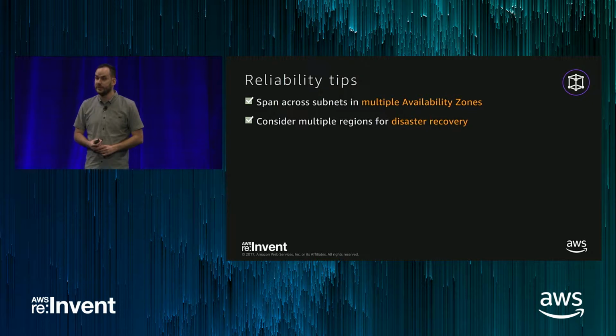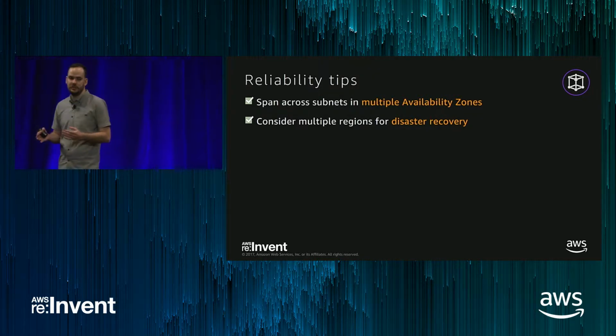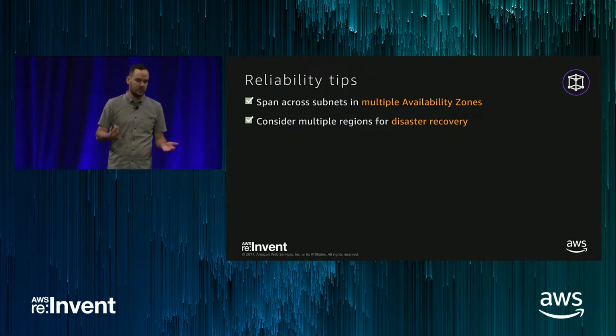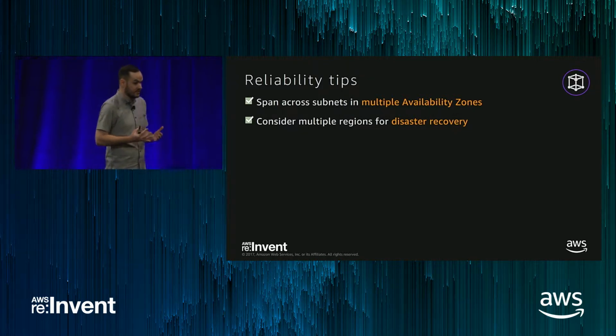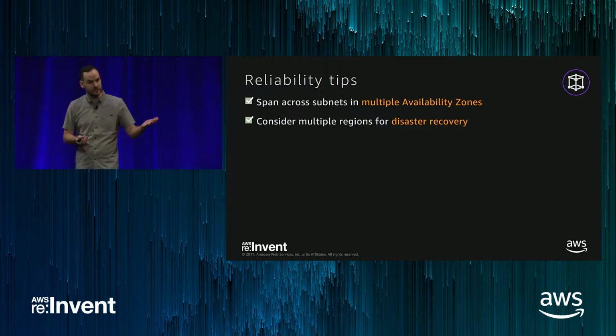Consider multiple regions for disaster recovery. With this, your mileage may vary. It's really a decision to balance cost versus risk. But if you do need that disaster recovery in your architecture, make sure you consider that as well.